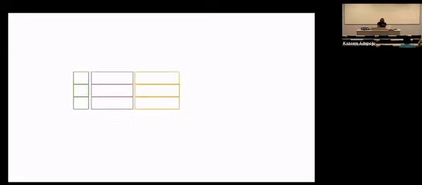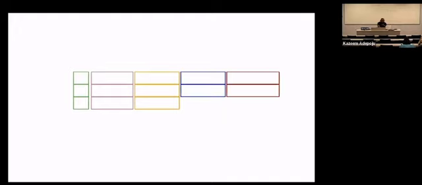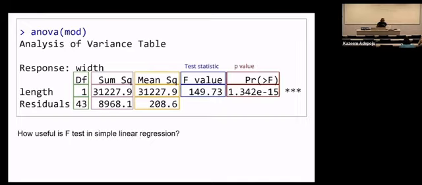Finally, I think that is all I got for you today. This is the analysis of variance table. Another thing I needed you to know is the column relationship. How do I get the mean square? It is the sum of squares divided by the degrees of freedom. 31227.9 divided by 1 will give you 31227.9, the mean square. 8968.1 divided by 43 will give you 208.6.